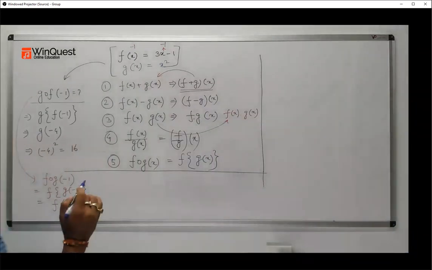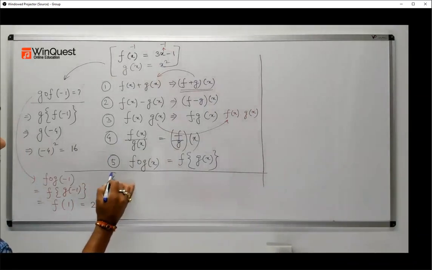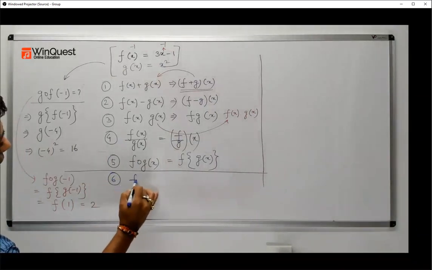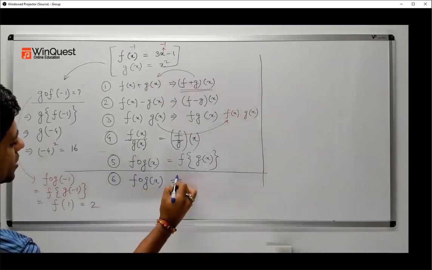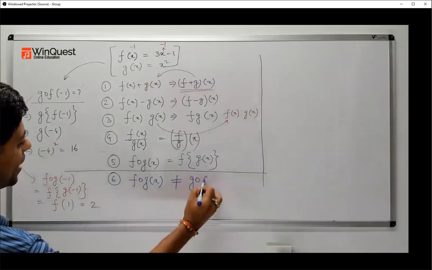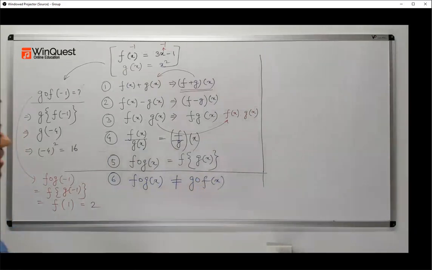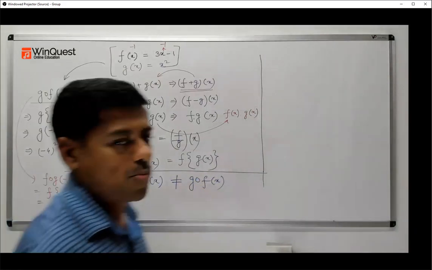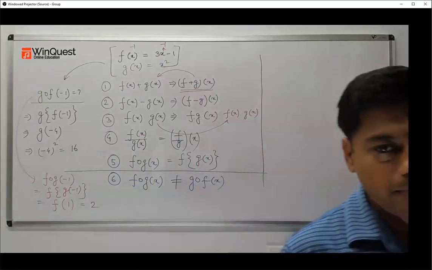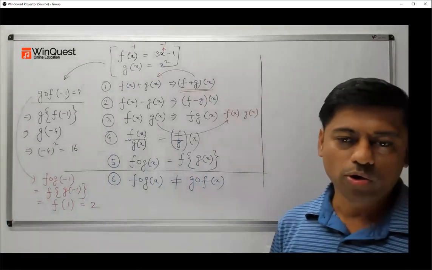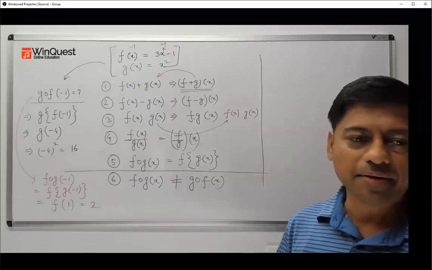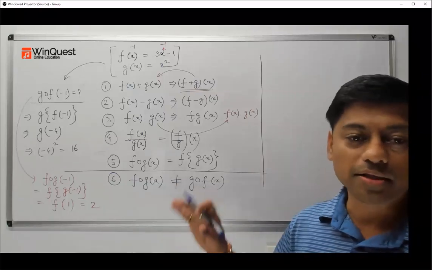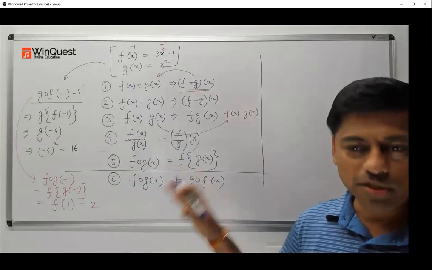So that proves property number 6. F of g of x is never equal to g of f of x. Is that clear? Yes. Okay. Now let's see how a SAT problem comes under this particular function area.